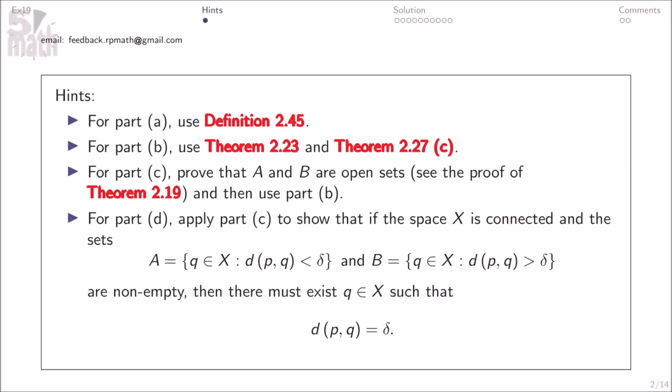For Part D, apply Part C to show that if the space X is connected and the sets A here and B here are non-empty, then there must exist Q and X such that this.